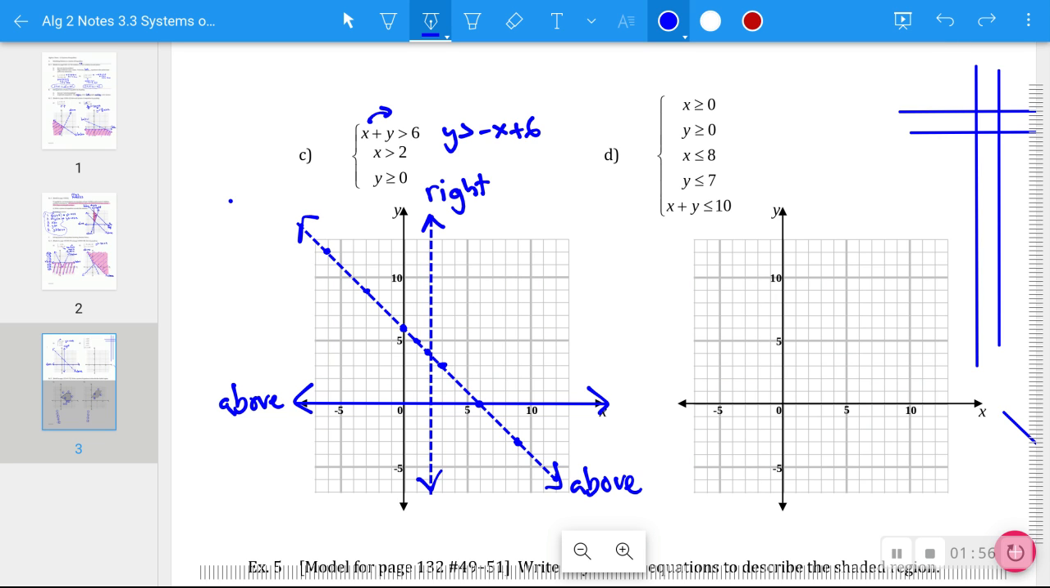Okay, so I need to be above that one, above the diagonal line and to the right of the vertical line. And that would put us in this region right over here. There's your solution set.